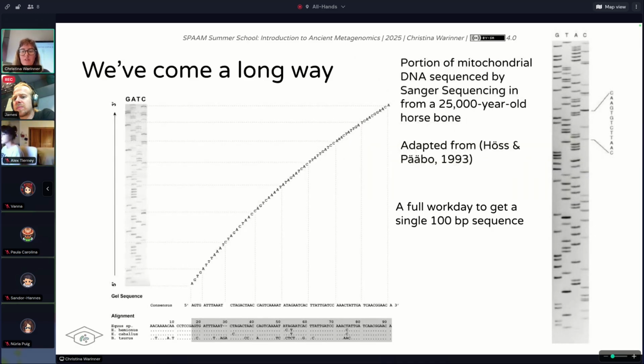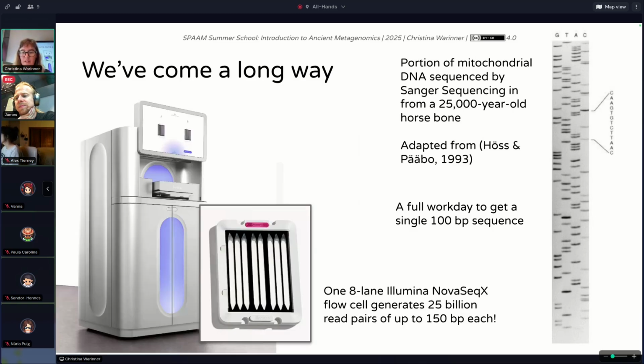Now, this method was used to sequence, for example, this is a study from a few years later by Haas and Svante Pääbo, who's a director here at the MPI and won the Nobel Prize a couple of years ago for his work on the Neanderthal genome. In his early career, this is a study they did on a Pleistocene horse. And here you see a portion of the mitochondrial DNA being sequenced using this method from this 25,000-year-old horse bone.